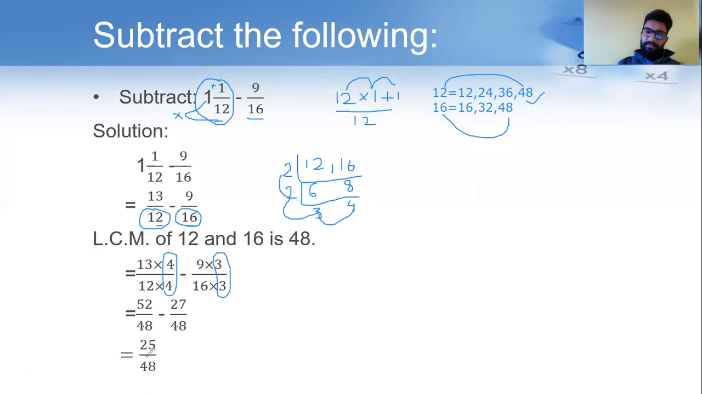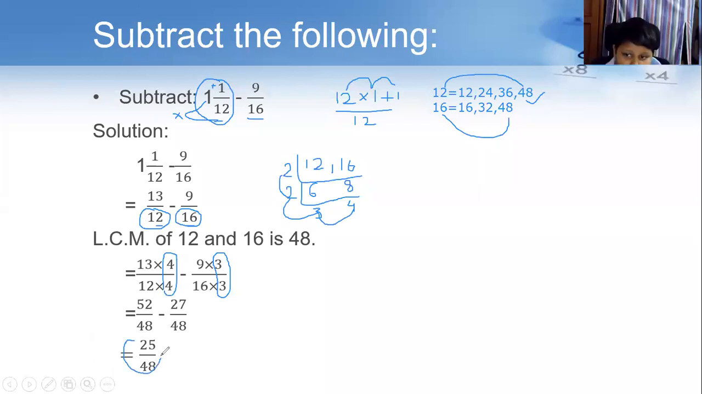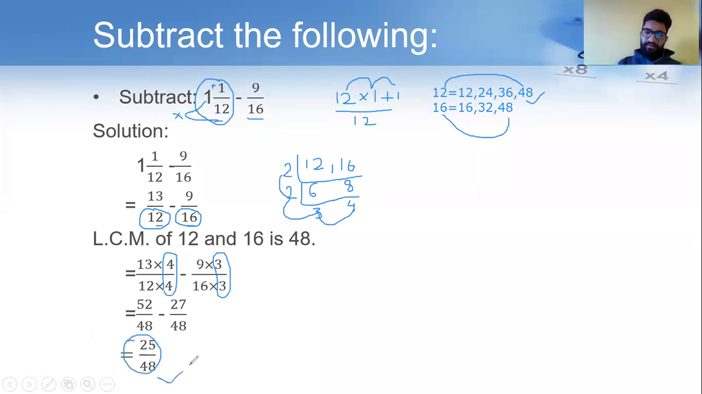Is this proper or improper? Proper. Proper means it's finished, right? This is your required answer. Only if this is improper do you have to divide numerator by denominator to convert it into a mixed fraction. Otherwise this is your answer. Or can you reduce it? No, we can't divide numerator and denominator by the same number, so that's it. This is your final answer. You got it?